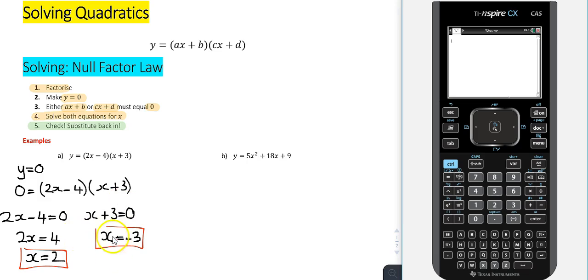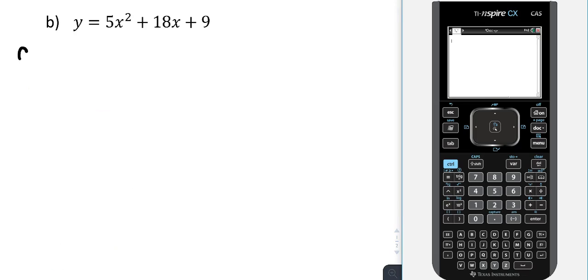Now I could check it by substituting in one of these. So minus 3 back into this equation, or into both equations. 2 times negative 3 is negative 6, minus 4 is negative 10. So this would be negative 10. Negative 3 plus 3 is 0. So negative 10 times 0 is 0. This works.